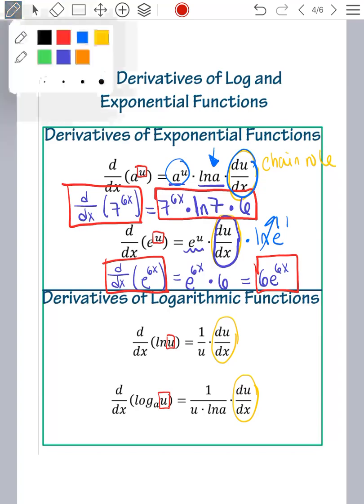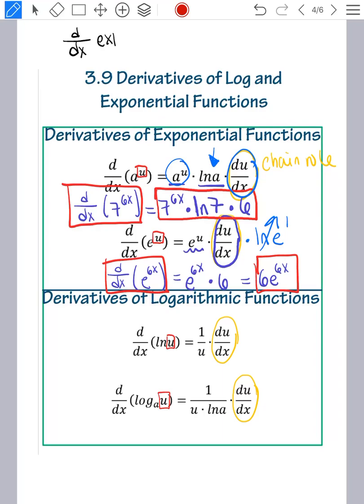So that gets you exponential functions, and the big takeaway here that we're going to revisit in a second is that the derivative of an exponential is an exponential. Pretty cool.